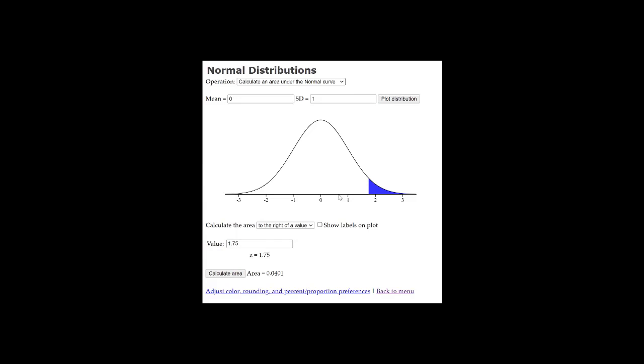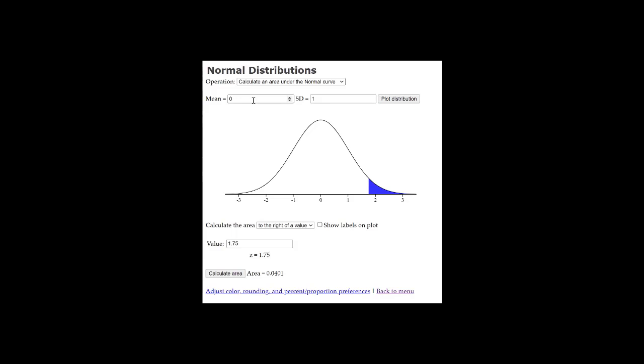And you notice I have the 0 and 1. Why do I have the 0 and 1? Because I'm using standard deviation, z-scores, and this is always the curve when using z-scores. So I get an area of 0.0401. Now, one thing you're really going to like is I don't have to actually use the z-score.